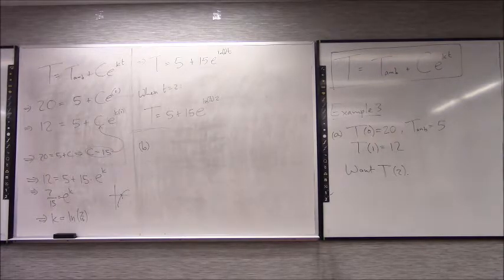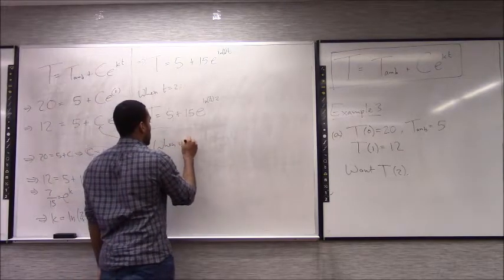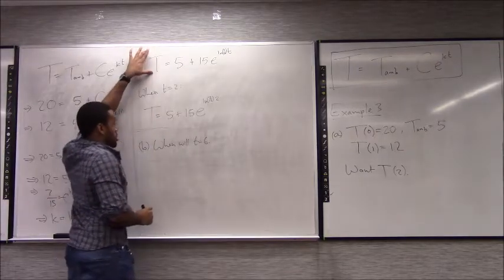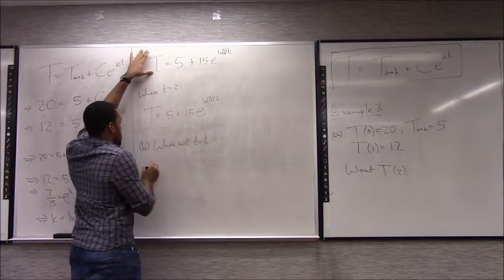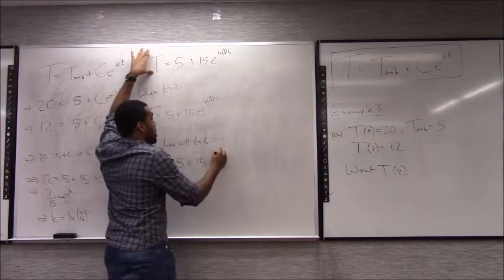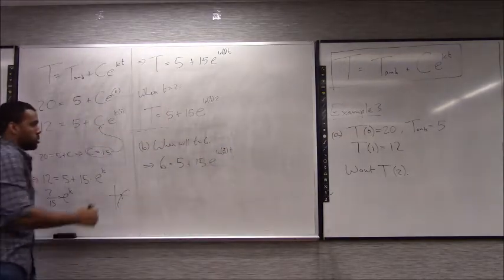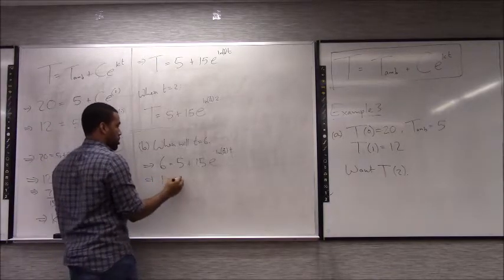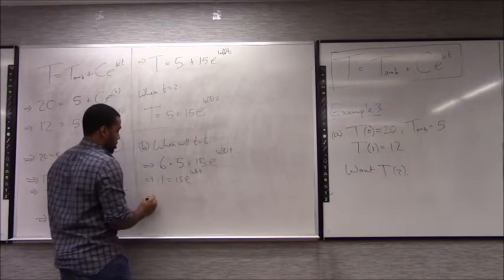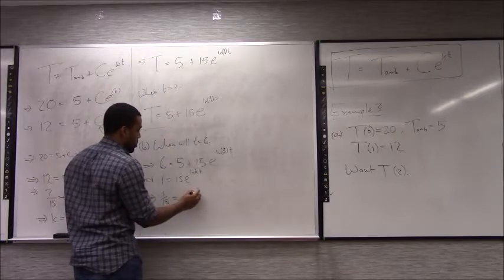When will the thermometer reach 6 degrees? When will T equal 6? Well, we actually figured out a general formula for T. So this would mean 6 is equal to 5 plus 15 e to the ln of 7 over 15 times t, and I want to find the t. So this would mean that 1 is equal to 15 e to the ln of 7 over 15 times t. So this means 1 over 15 is equal to e to the ln of 7 over 15 times t.